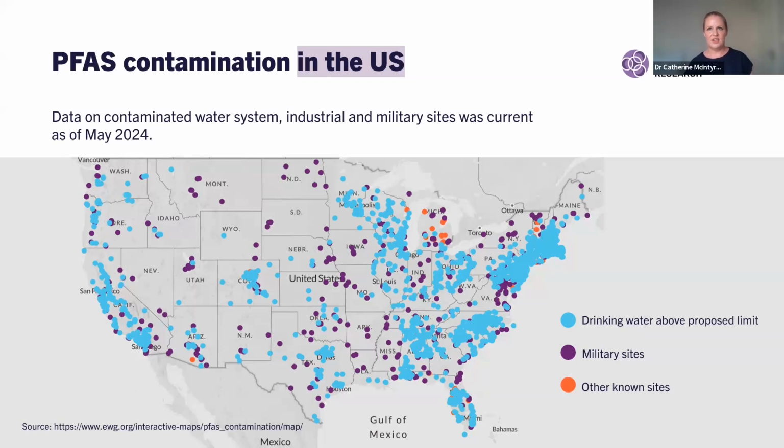The US is actually ahead of the EU in terms of getting to grips with this problem. This is a map of contamination in the US. It's quite up to date. They've identified sites where drinking water is above proposed limits, military sites where they've been using firefighting foams in training exercises and caused contamination, and then other known sites from industries. So they've been monitoring this problem and getting to grips with it for some time.